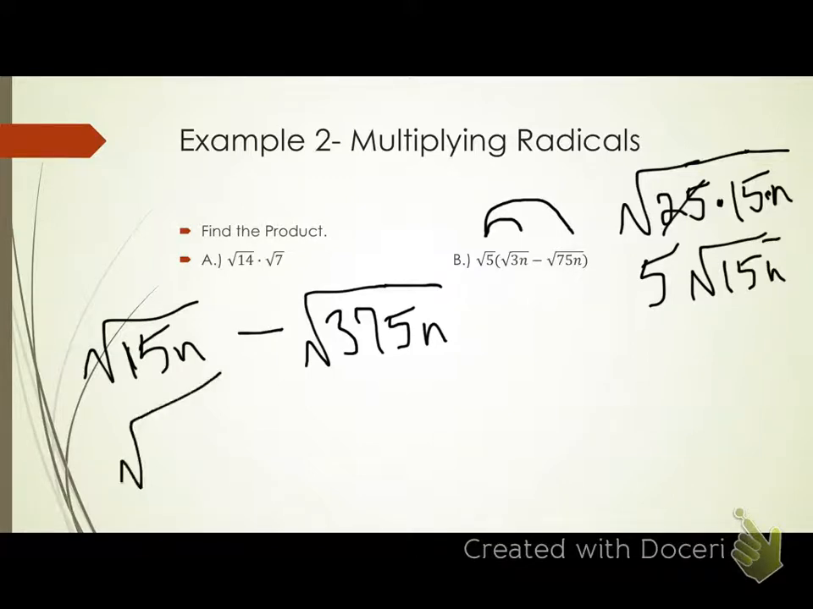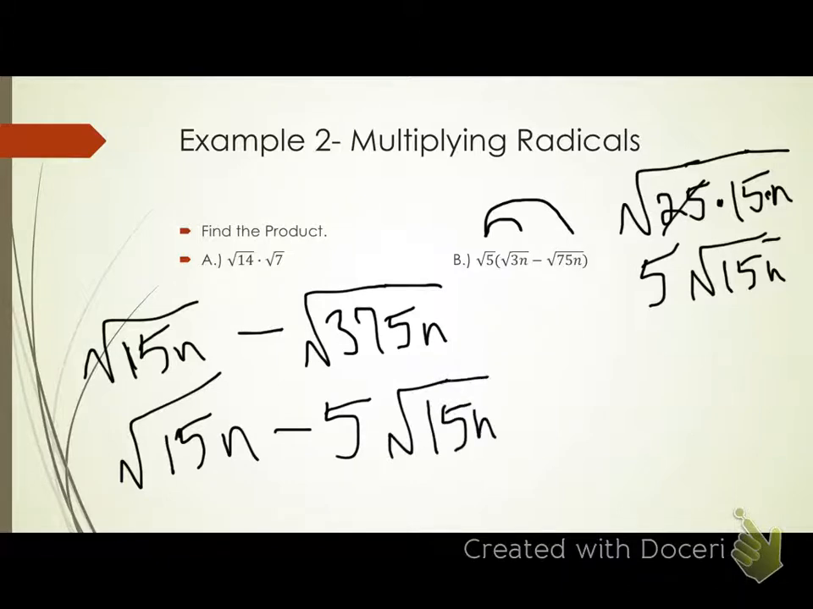So this becomes the square root of 15n minus 5 square root of 15n. Now I have like radicals. My index is 2 because it's a square root. My radicand is 15n for both of them. They both have the same index and same radicand, so they are like radicals. So I can subtract here.